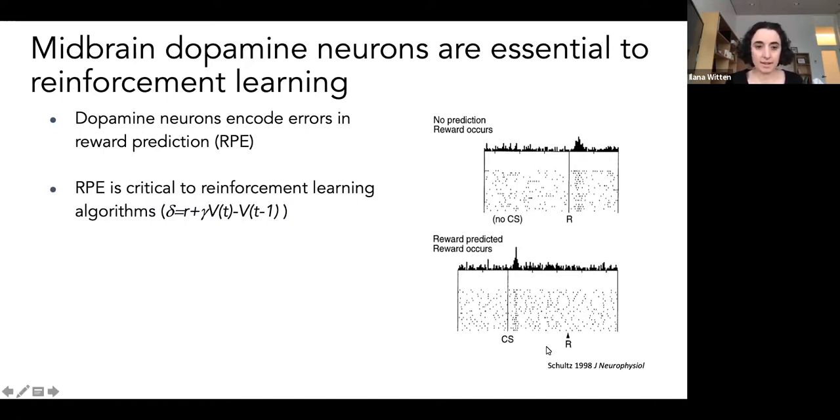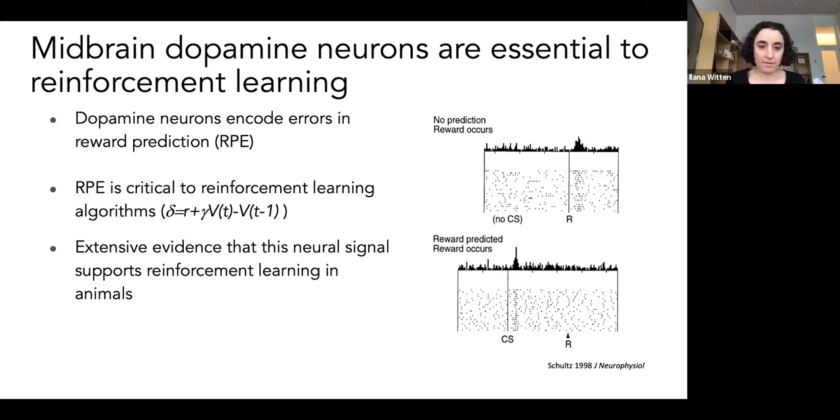And the way it's calculated is by taking the temporal difference of predicted reward or value, which I'm abbreviating here as V, and then adding it to reward. And this teaching signal has been really, really important for training reinforcement learning algorithms in computer science. For example, recent feats in machine learning, like agents that can play Atari, have been trained on this algorithm, trained with this teaching signal.